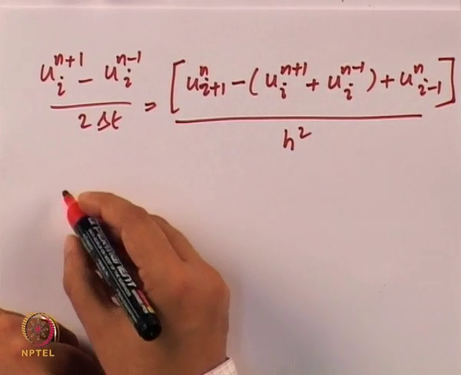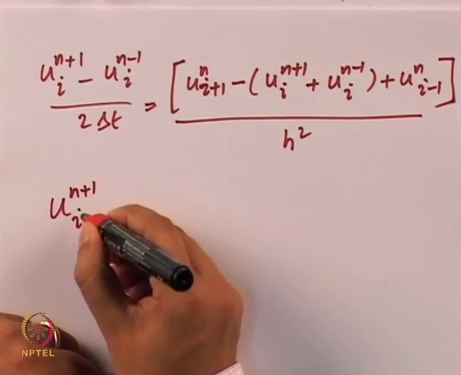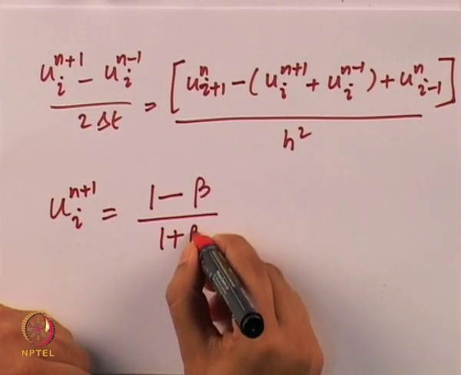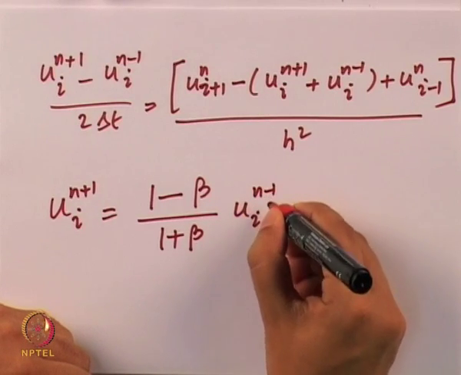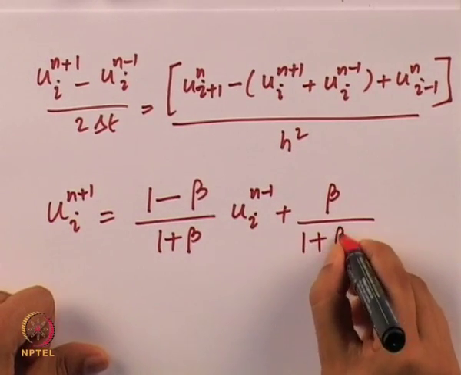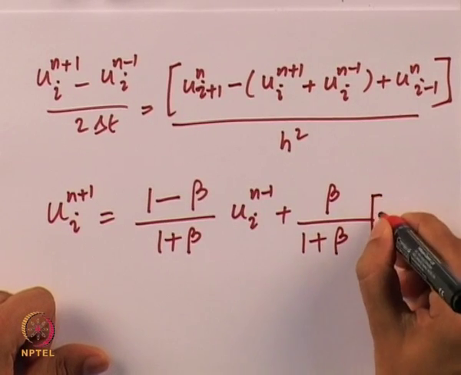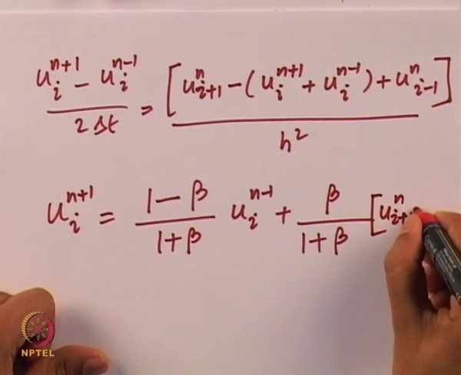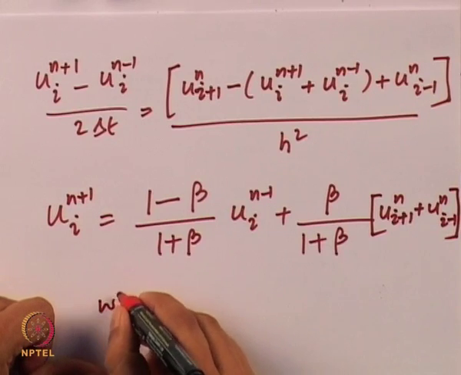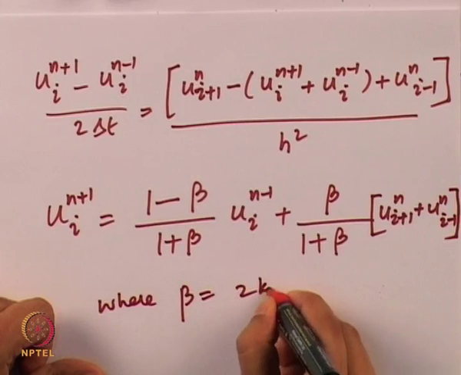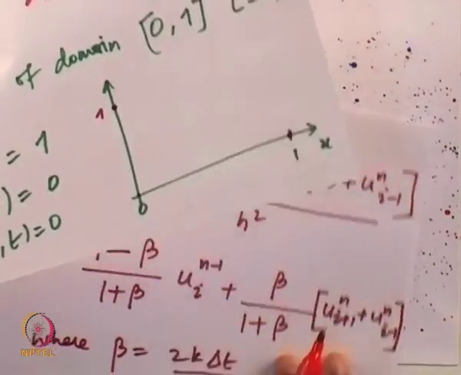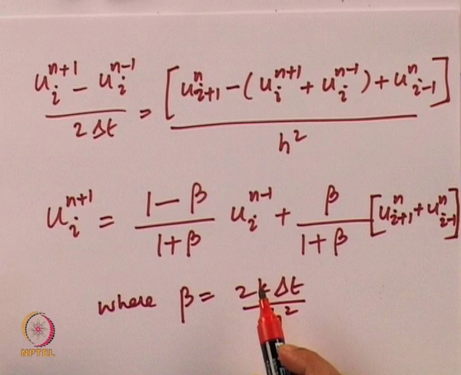So when I bring them back all in one side, what I will get is u of n plus 1 of i equal to (1 minus beta) divided by (1 plus beta) times u of i n minus 1 plus beta divided by (1 plus beta) times u of i plus 1 of n plus u of n i minus 1, where beta equal to 2k delta t divided by h square. K is the constant that we had in the starting of the equation, and this is the way the beta is calculated.